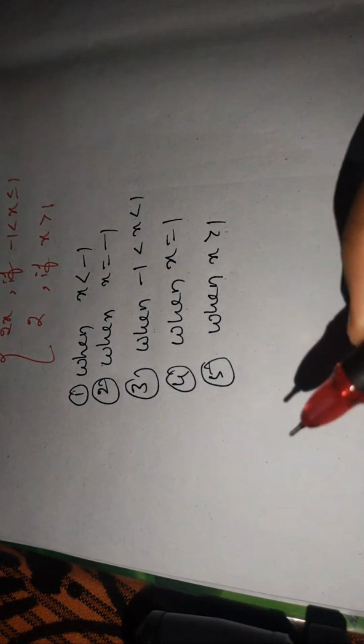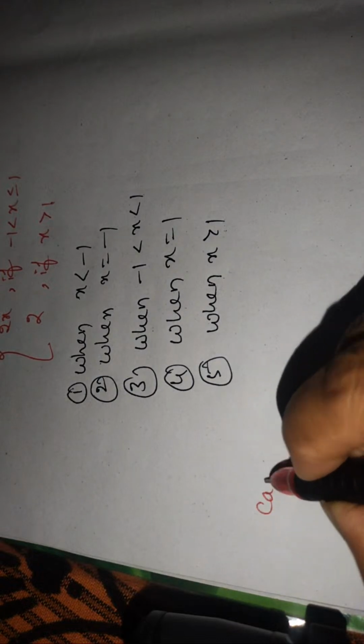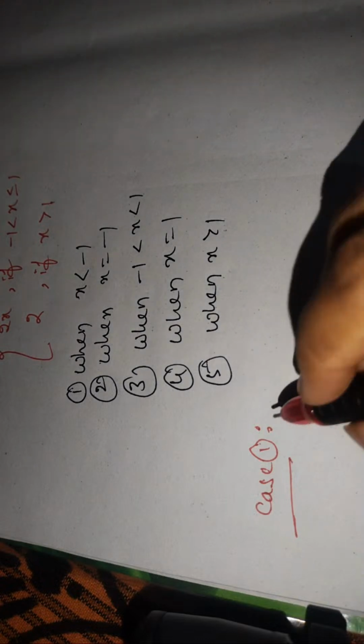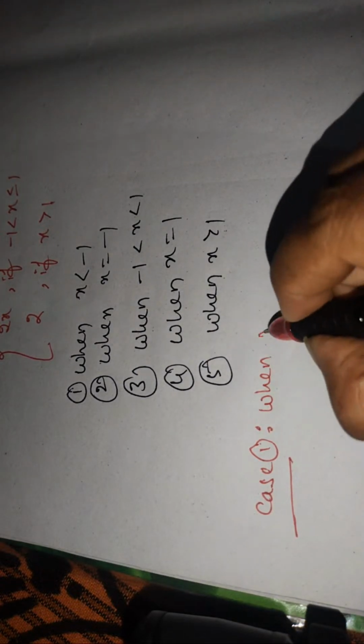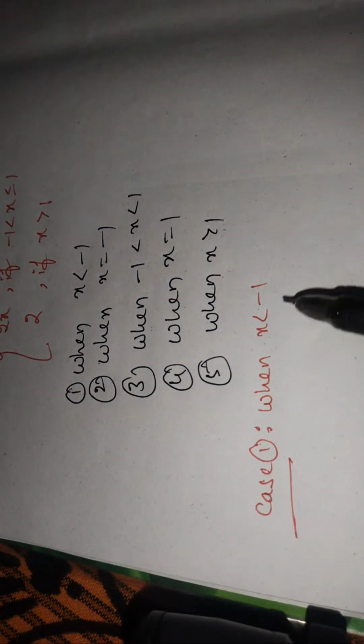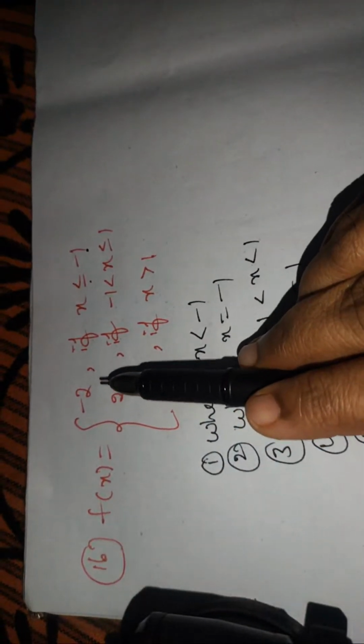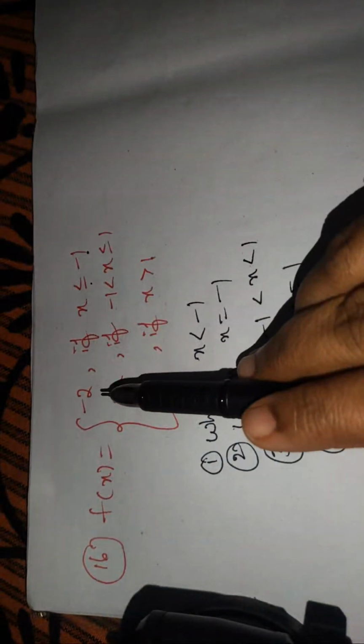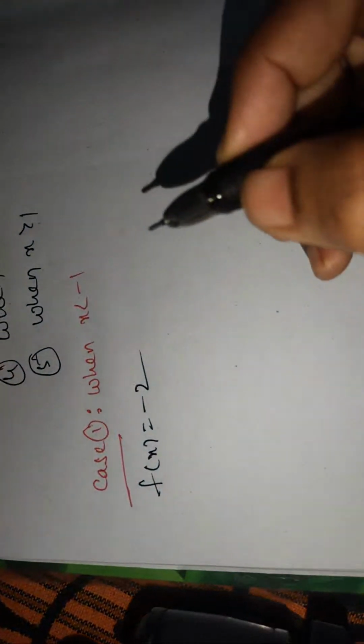First case, case 1, is when x is less than minus 1. When x is less than minus 1, the function is minus 2. So f of x is equal to minus 2. If you observe, it is a constant number.